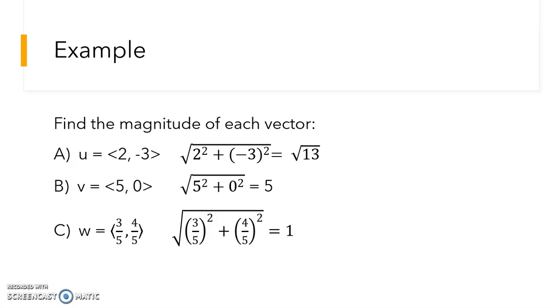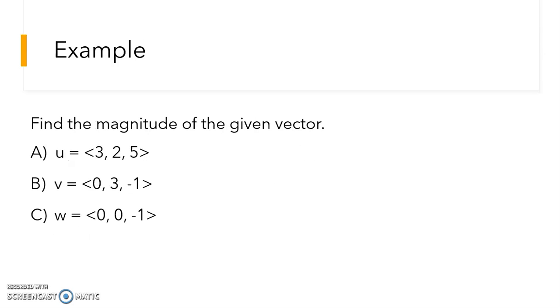Let's do some in 3 dimensions next. So they want us to find the magnitude of these 3 vectors, vector u, which is 3, 2, 5, vector v, which has component form 0, 3, negative 1, and vector w, which has component form 0, 0, negative 1. So see if you can find those magnitudes, and then press play to see if you're right.